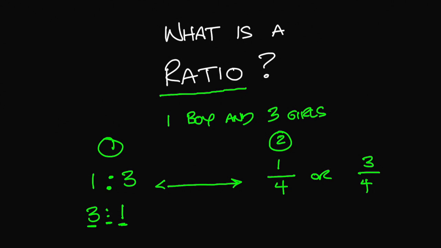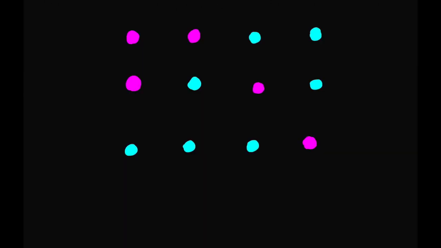And that way it's still part of a whole. 1 of the 4 in my whole set of data, 1 of the 4 was a boy. Or in my whole set of data, which happens to be 4 children, 3 were girls. So in this set of examples, I'm going to stick with the boy-girl, so we'll let pink be girls and we'll let the blue be boys.